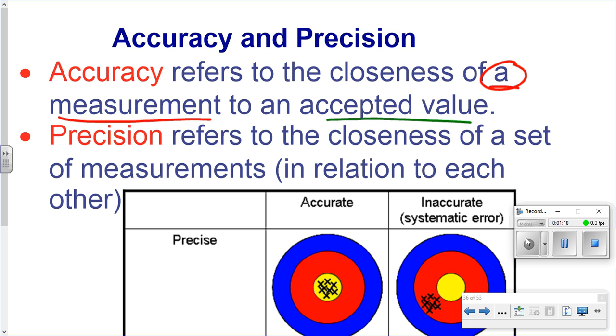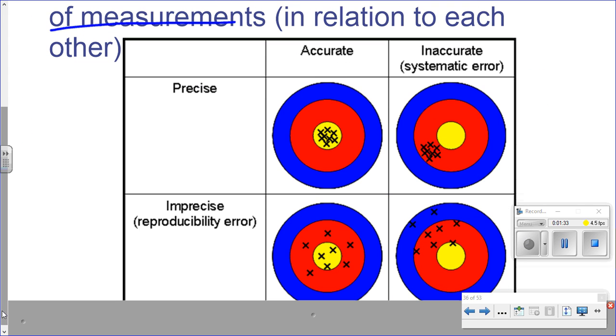Precision now is a little bit different. Precision refers to the closeness of a set of measurements. So now we're talking about a group of things, okay? How close are they together? Are they all over the place? Or do they agree real tight, okay? So let's take a look at this graphic down here.